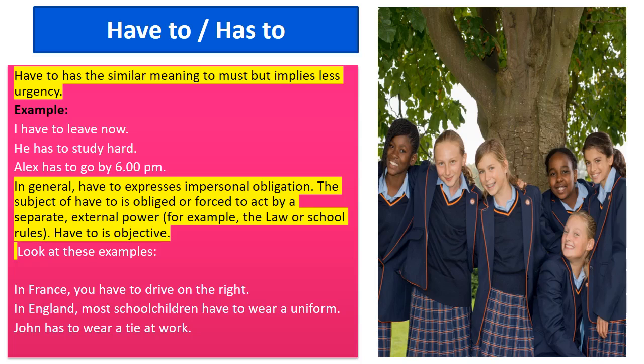In general, have to expresses impersonal obligation. The subject of have to is obliged or forced to act by a separate external power, for example, the law or school rules. Have to is objective. Now look at these examples. In France, you have to drive on the right. In England, most school children have to wear a uniform. John has to wear a tie at work.